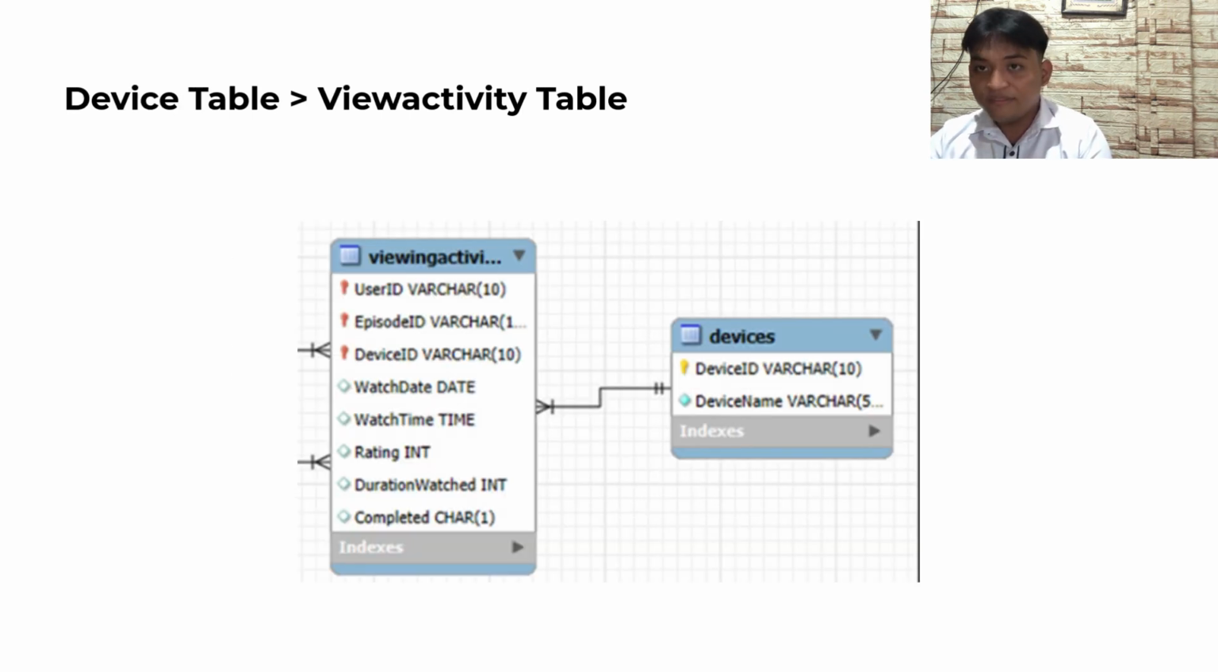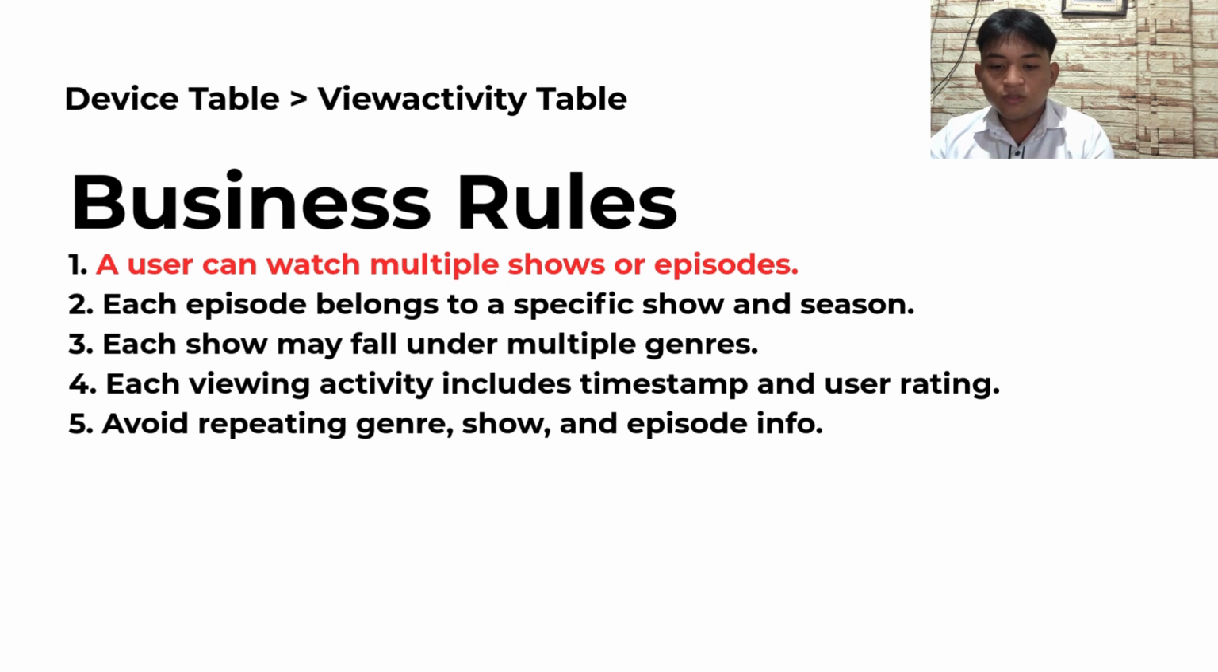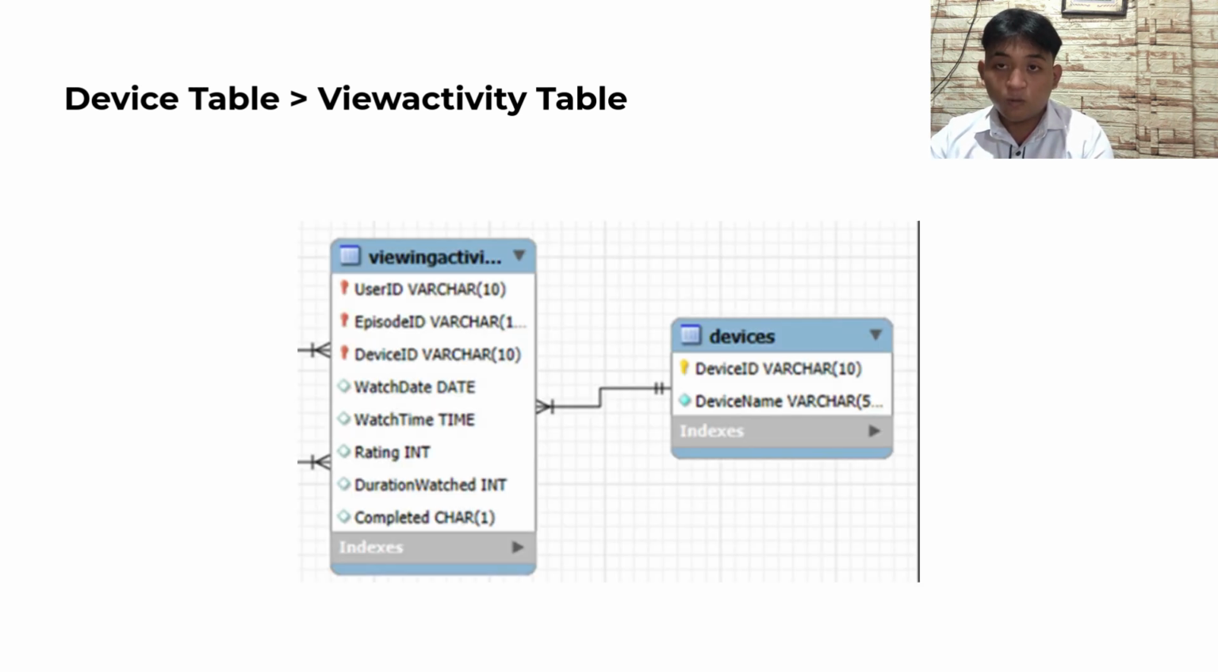Device table to viewing activity table. Business rule: each viewing activity must be tied to a device. The effect on the flow is this lets the system track which device is being used, enabling features like continue watching on another device.